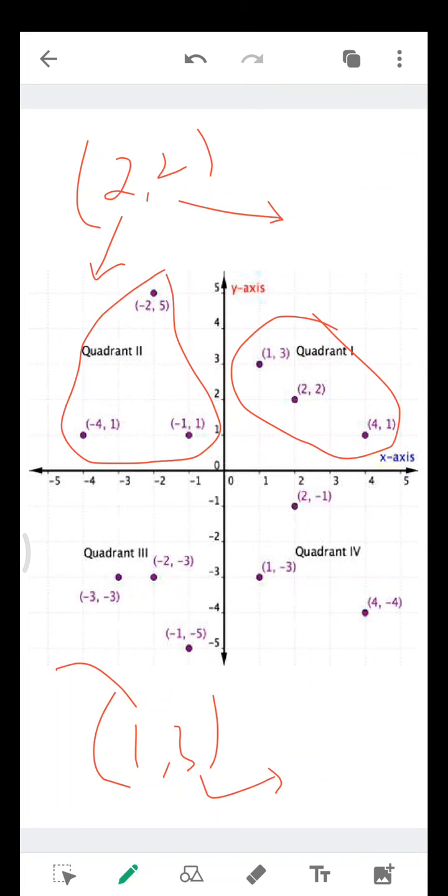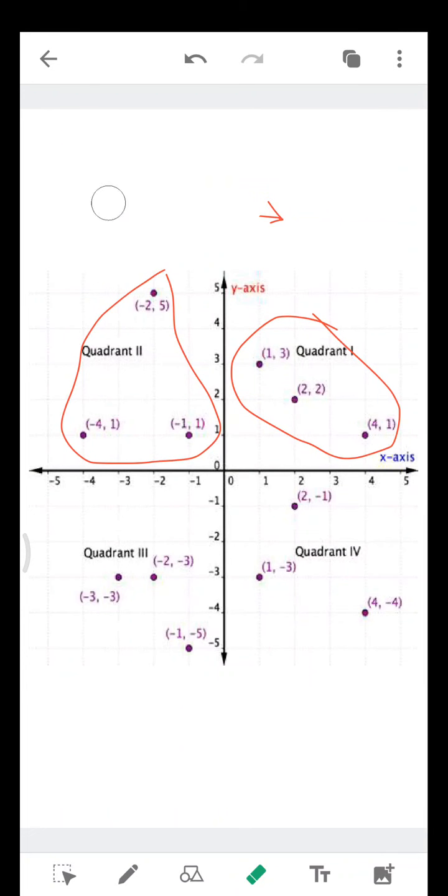We will learn about the plotting of points in detail in our next session. So this is all about the coordinate axis and origin and the different quadrants.